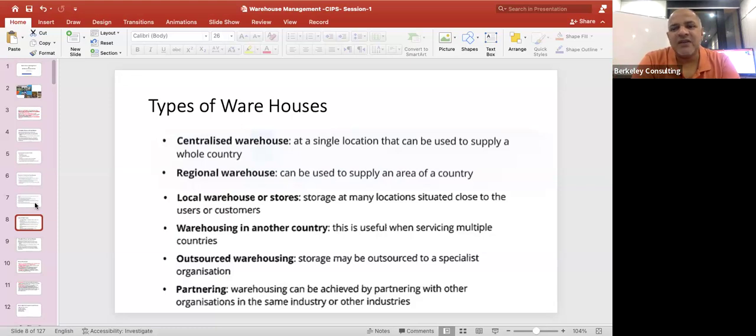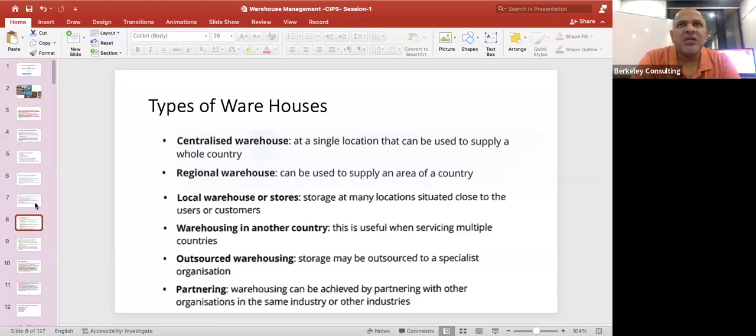From there, everything will be supplied. In the regional area, from the main warehouse to regionally, there will be a sub warehouse. A local warehouse, you are going to deal with internally. A warehouse in another country, internationally, you are going to go for outsource warehousing.